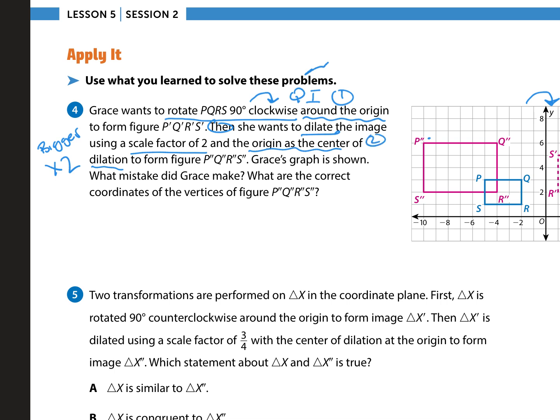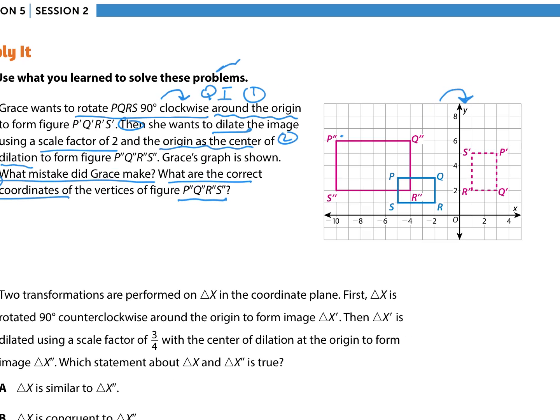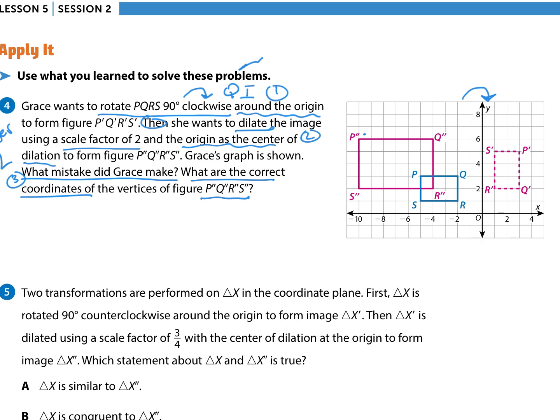Her work is shown. They want to know what mistake did she make. That's the third thing we're doing. And then finally, what are the actual correct coordinates of the vertices for the double primes? So let's see what she did wrong. So we have the pre-image here. Oh, just kidding. Pre-image is in blue.